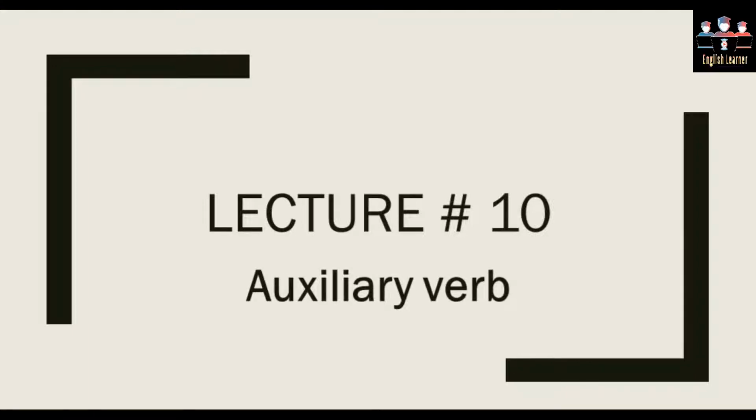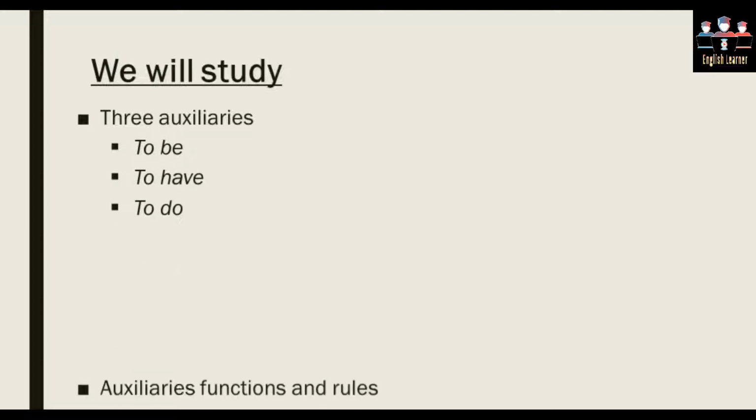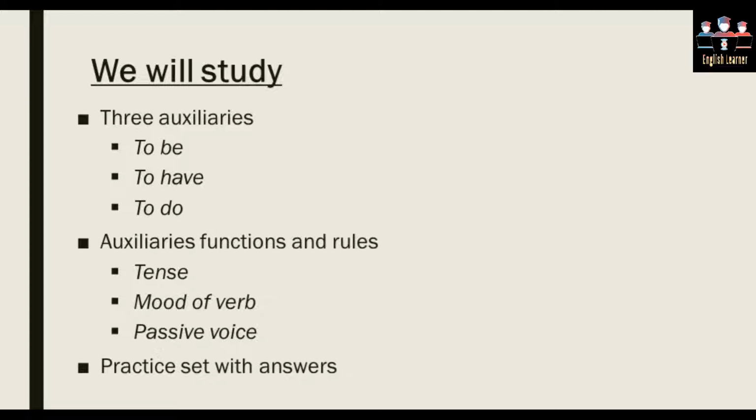Verb. Students, in this video we will study 3 auxiliaries: to be, to have, to do. Next we will study auxiliaries function and their rules, how they are going to implement with respect to the subject, tenses, mood of verb and passive voice. And lastly, you are going to have a practice set with answers. So let us start today's lecture.